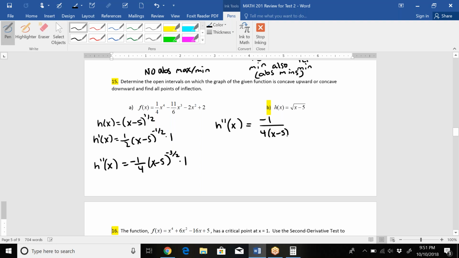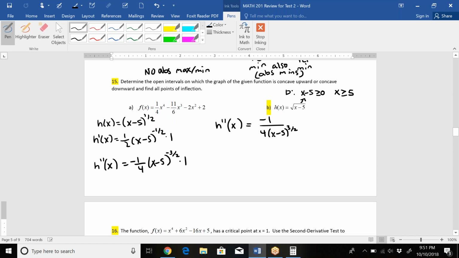X minus 5 to the 3/2. Okay, so we do have a problem with the original function. Because this is a square root of x, there is a restricted domain here. X minus 5 has to stay greater than or equal to 0 for the domain of this function, because we cannot have imaginary numbers. There is no graph in that area. So that means all of the x's we can test have to be greater than or equal to 5.